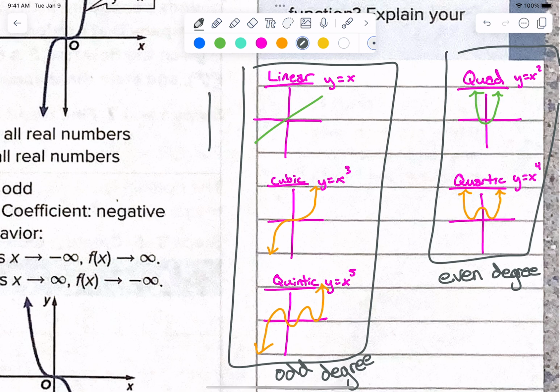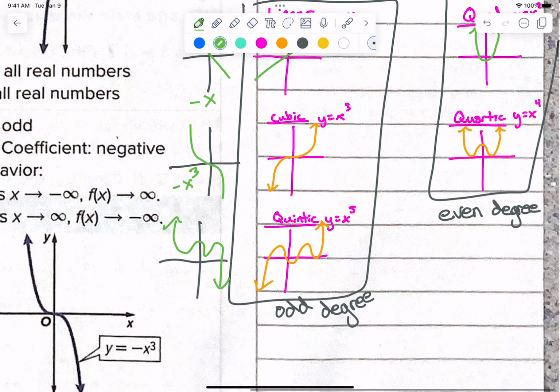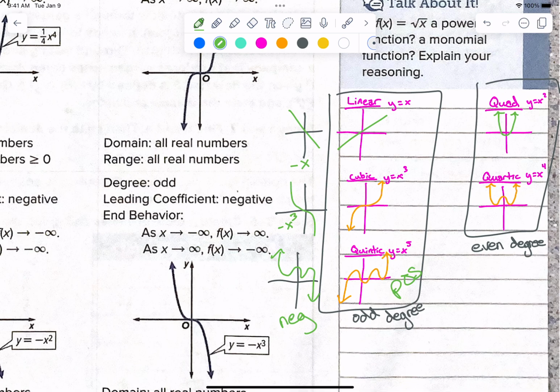If you do a linear function but facing downward, that would be negative x. If I do the cubic function, it is going to be like this instead. That would be negative x cubed. For a quintic function, if I go that direction, it's going to look like this. If it is negative, it's going to be going downhill. These are all positive, going uphill. So negative versus positive, but if it's an odd degree, it's going to go opposite directions, basically.